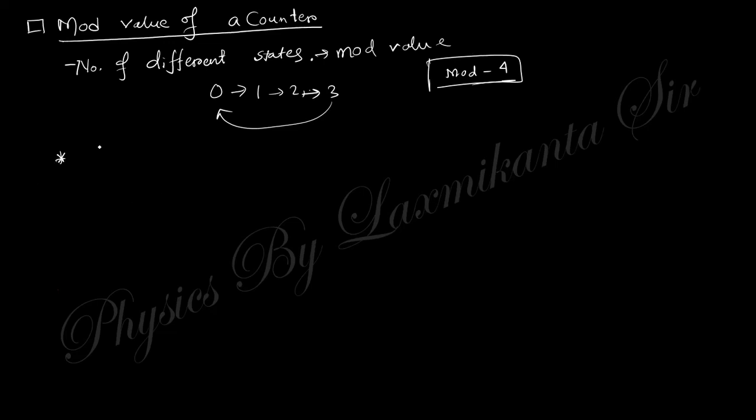Here, if anyone asks that after 17 clock pulses, which will be the state? Initial will be like that. This is the initial state. So if you divide 17 by 4, here the remainder is 1. So after 1, 2, 3, 4, after 4 pulses this is 0. So after 16 pulses this is also 0. So after 17 pulses this must be state 1. Clear? I think clear.